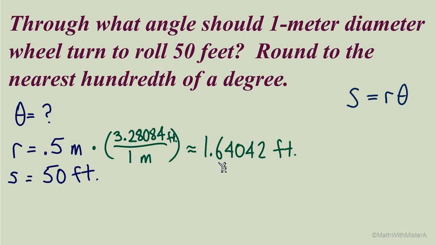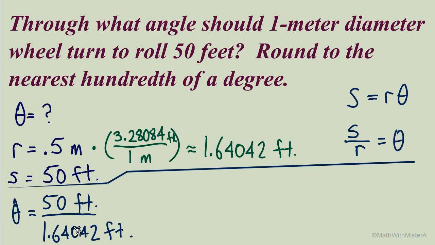Next, we had an equation, S equals R theta. We're trying to find theta, so I'll go ahead and solve for theta. Divide by R on both sides. S over R will equal theta. We've got quantities we can use. S is 50. R is 1.64042. They're both in feet, so that's good. We know those units of feet are canceling each other, but we'll end up with units that are radians. So about 30.480 radians. Getting close, but we need this in degrees, so I need to convert radians into degrees.